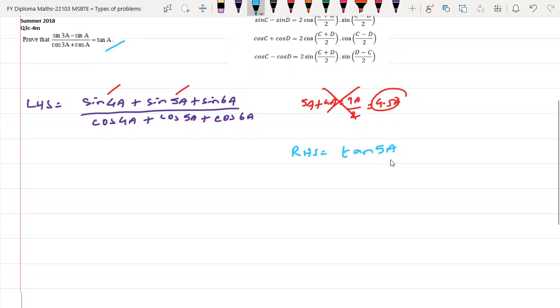So in this case, the right hand side, at the most what you can do is write it as sine of 5a upon cos of 5a. You cannot break it down more than that. That's hint number one. Just break it down and write it down.